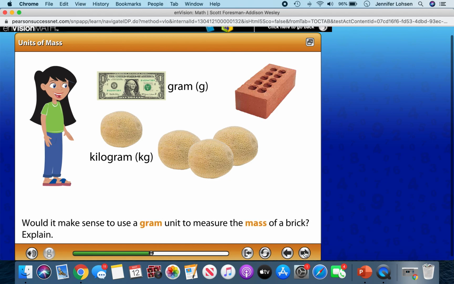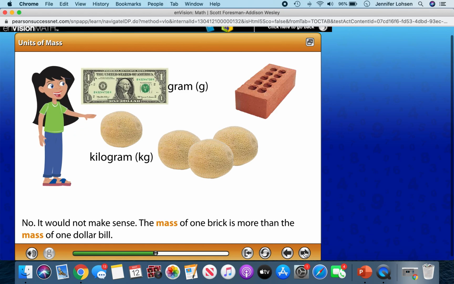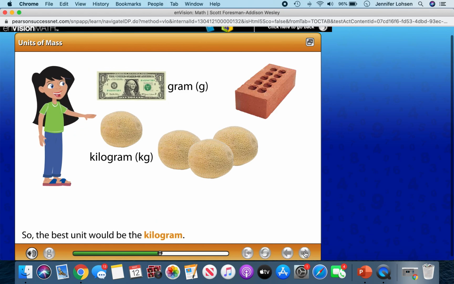First, would it make sense to use a gram unit to measure the mass of a brick? So it would not make sense for us to use that gram unit because the unit is just way too small. The mass is way too light. No, it would not make sense. The mass of one brick is more than the mass of a $1 bill.